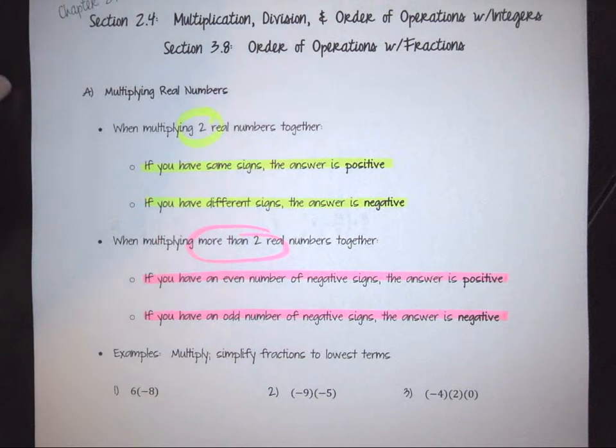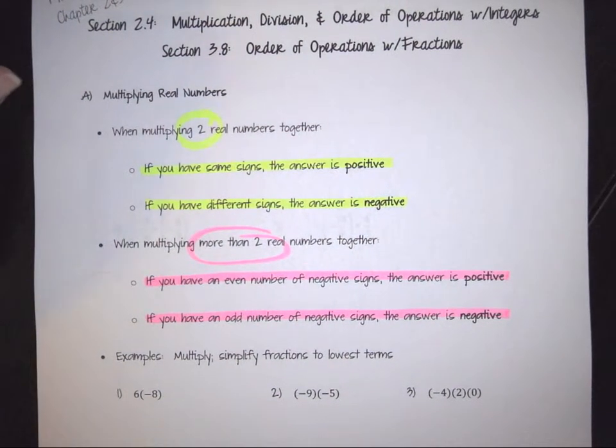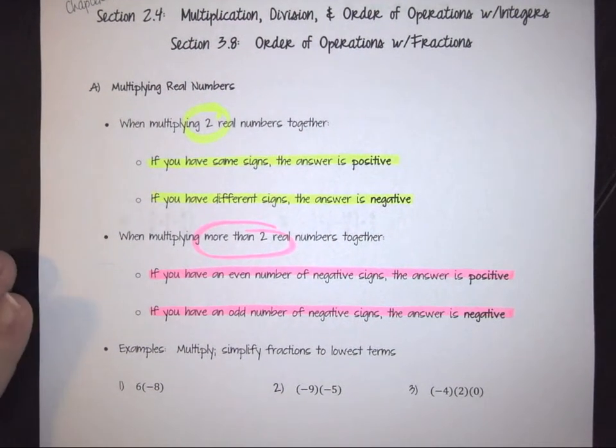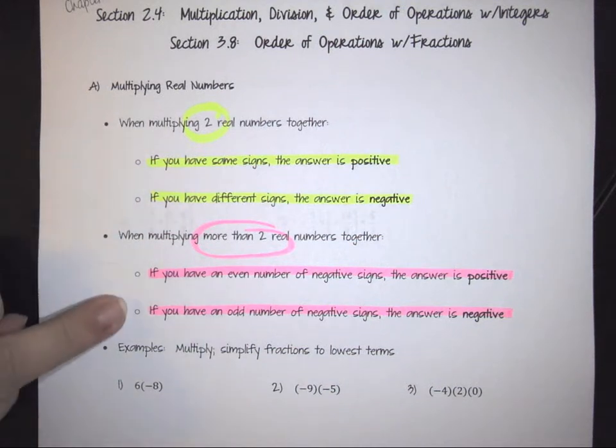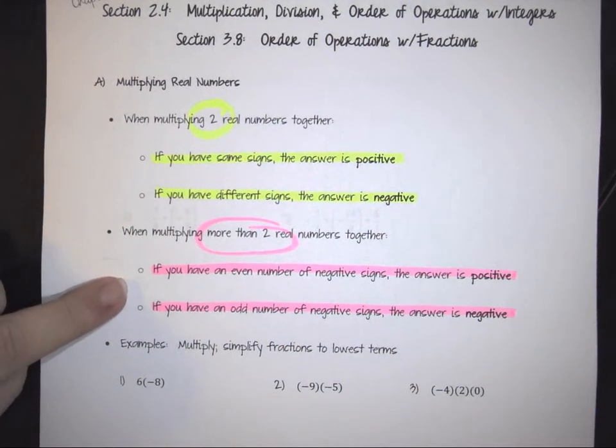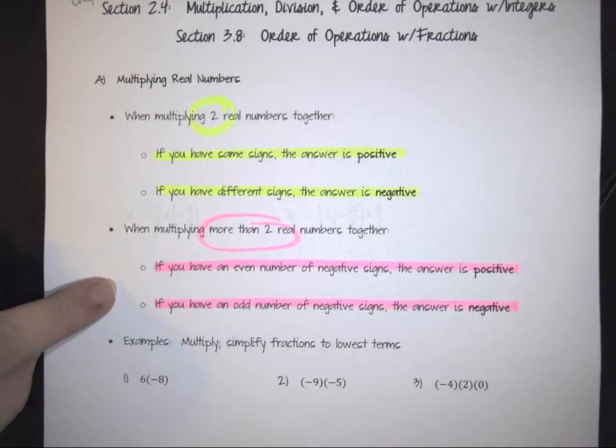So the way it works, if you're going to do your multiplication, is you multiply your numbers first, and then you look at how many negative signs you have. Do you fit into your first category where you only had 2 numbers, or are you fitting into your second category where we had more than 2 numbers? Okay.